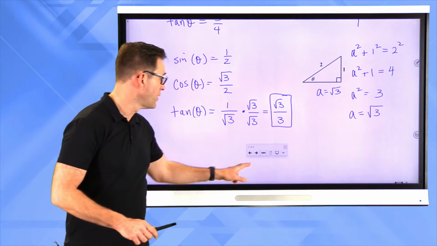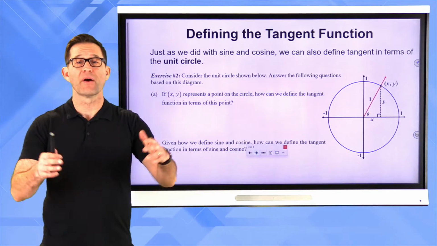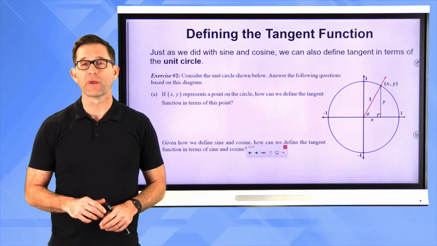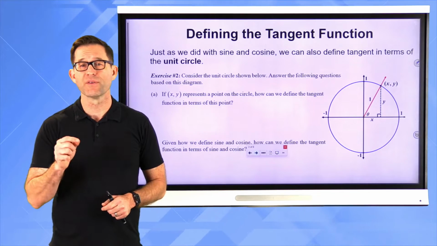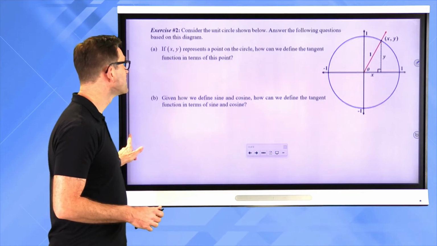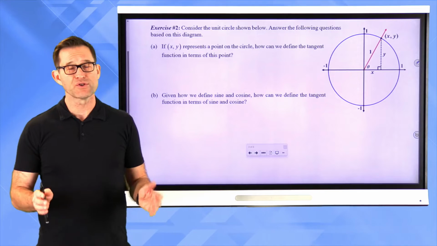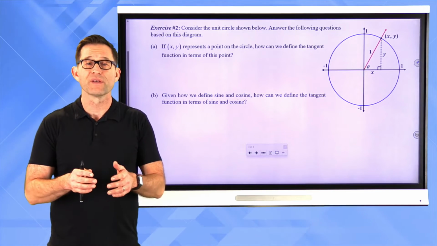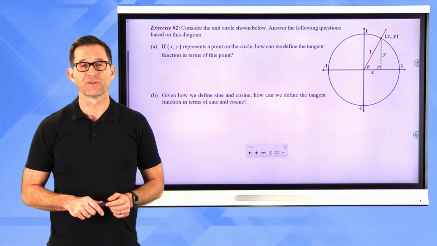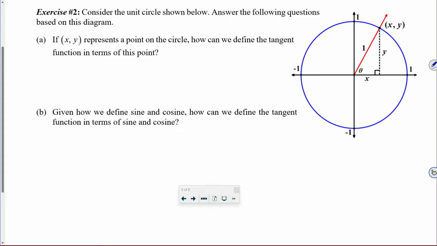Okay, now let's move on and start talking about defining the tangent function. Just as we did with sine and cosine, we can also define the tangent in terms of the unit circle, all right? So makes sense, right? Because we want to be able to extend the tangent so that we're not just dealing with the tangent of angles that are acute angles in right triangles. So let's look at exercise 2. Consider the unit circle shown below. Answer the following questions based on this diagram.